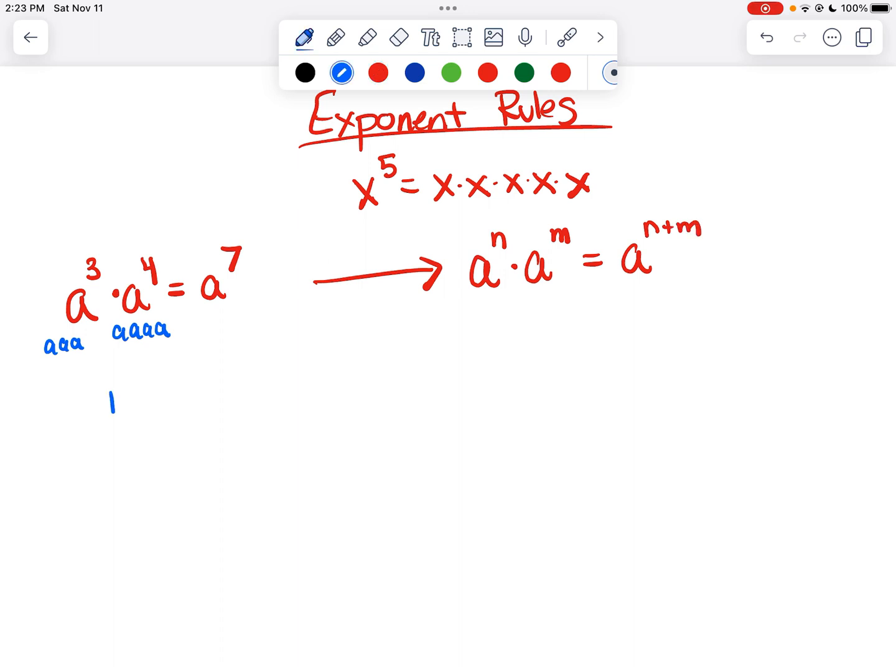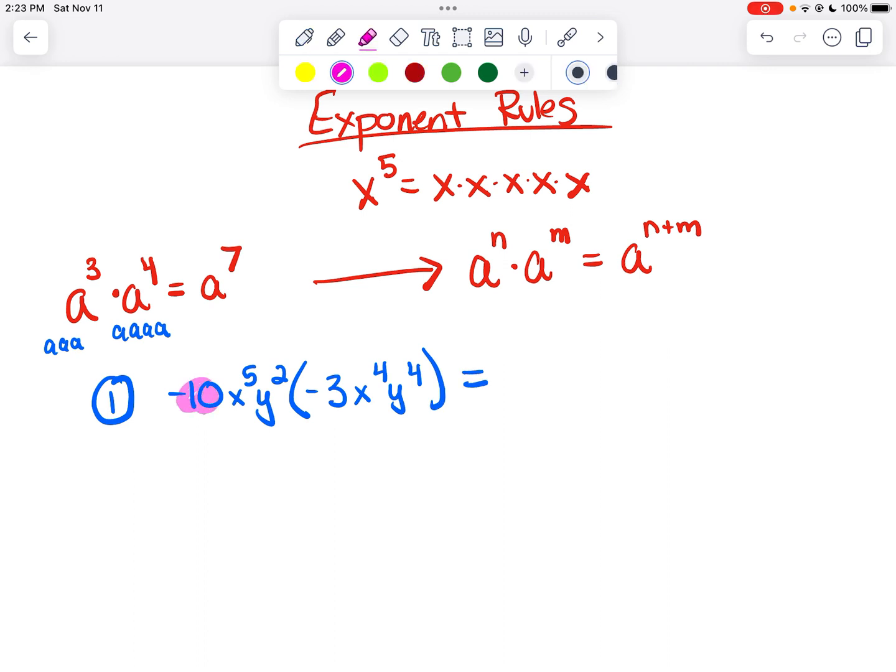An example of a more complex problem like this would be, let's say we had negative 10 x to the 5th y squared times negative 3x to the 4th y to the 4th. So we're just multiplying everything. The first thing we can do is multiply our numbers. Negative 10 times negative 3 is 30.